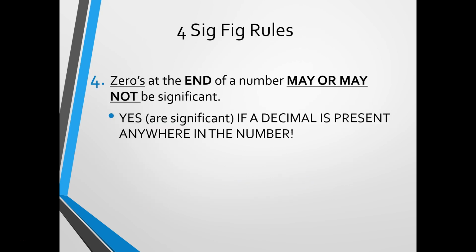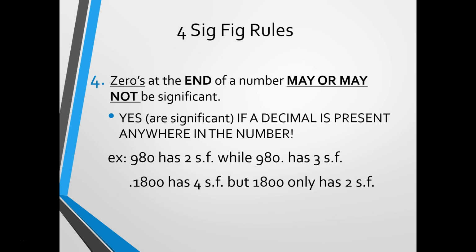And finally, the last rule, and this might be one of the more tricky rules, is that zeros that come at the end of a number, sometimes they're significant, and sometimes they're not significant. If there is a decimal present anywhere in the number, those zeros will be significant. If there is no decimal in the number, the zeros at the very end will not be significant.